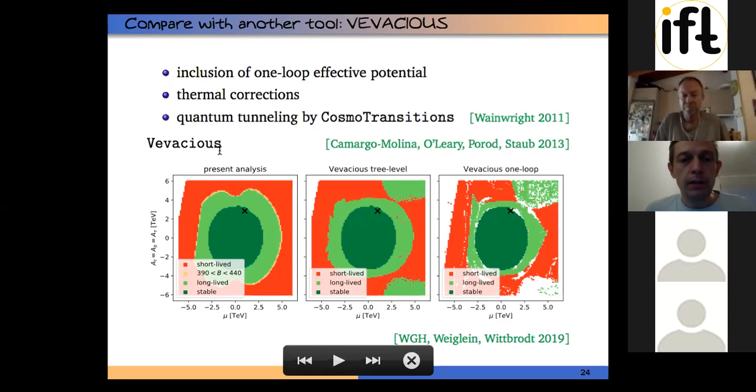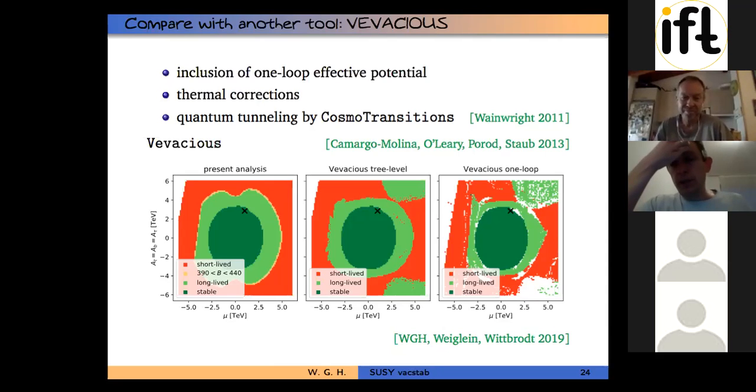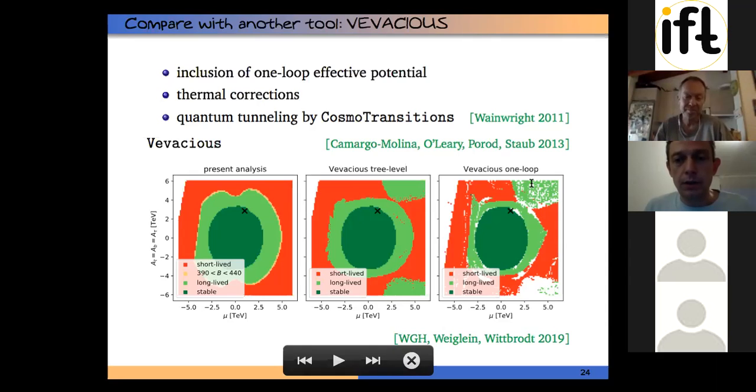Now we compare our analysis to the Vevacious analysis and the Vevacious one loop. So our analysis is pure tree level. Vevacious can include one loop. One thing that, of course, catches the eye is there are here many white points. These are those points where Vevacious simply crashed. It didn't produce any result. This comes from the quite complicated setup to include all these loop corrections that makes it not easy.